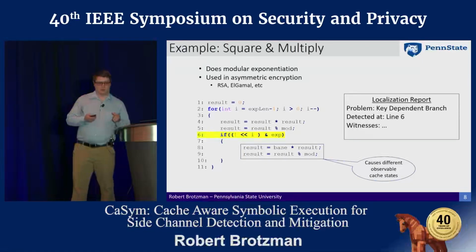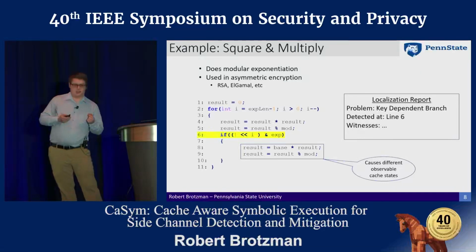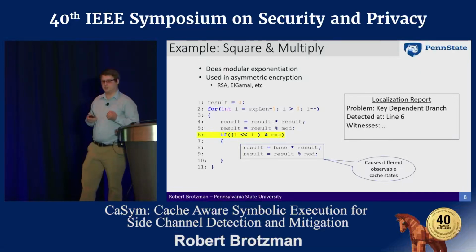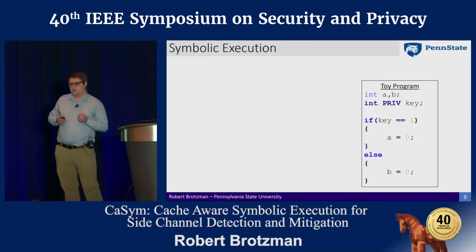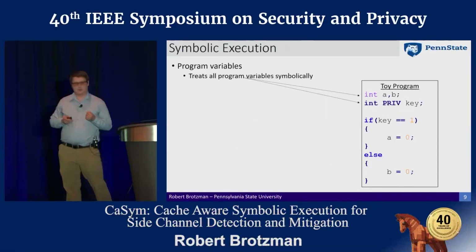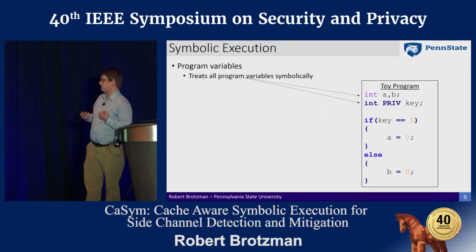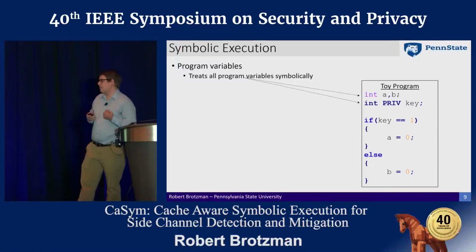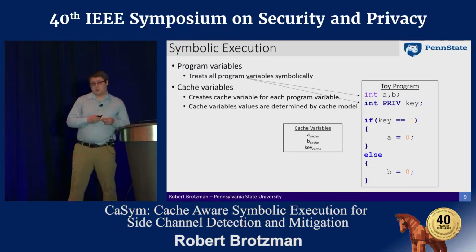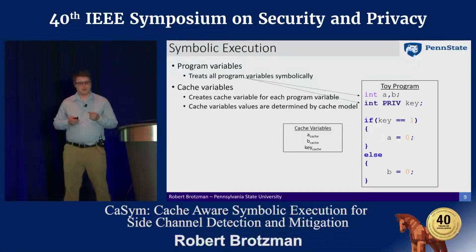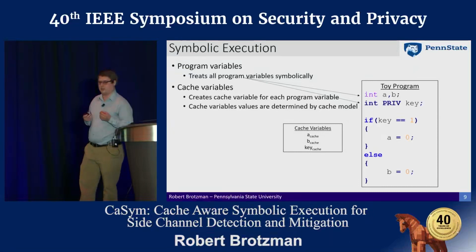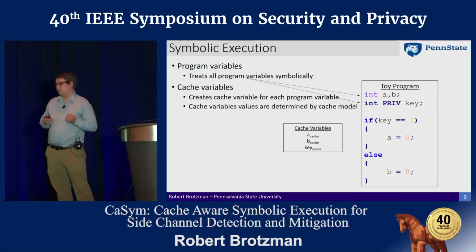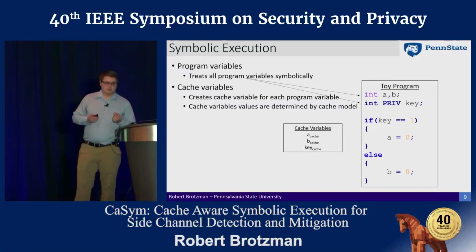And this is going to leave some observable remnants in the cache that can be exploited by an adversary to learn information about the key. So our tool uses symbolic execution. Unlike some tools that use symbolic execution, we actually treat all program variables as symbolic values instead of making some of them concrete. This is true for both public and private inputs. We also introduce cache variables, and we create a cache variable for every public variable. These cache variables are expressed differently depending on which cache model is selected.